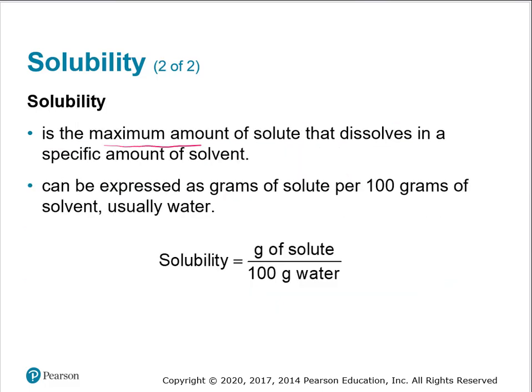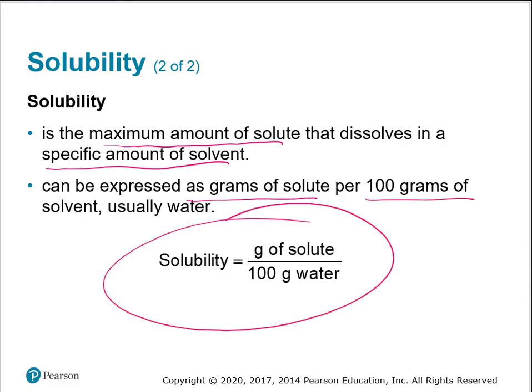Solubility is the maximum amount of solute that dissolves in a specific amount of solvent. It can be expressed as grams of solute per 100 grams of solvent using this formula. Let's say I had 10 grams of salt, which is my solute, in 100 grams of water, and that's the max it can hold.